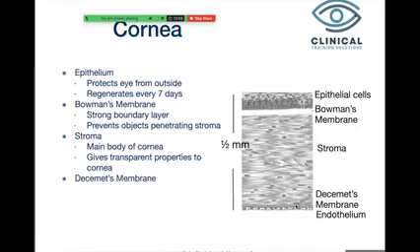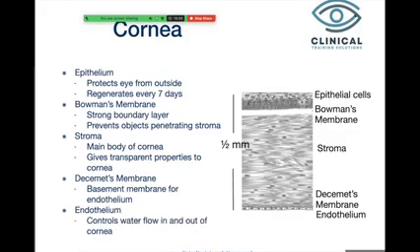Descemet's membrane, this is at the bottom of the stroma, and this really controls water flow in and out of the eye, in effect. So you have Descemet's membrane, and then just beneath it, you have the endothelium, and the endothelium is going to control the water going in and out. So it's only about, I don't know, maybe 10 microns thick. It's quite thin. And you'll notice in patients who have poor endothelium that they have water coming in and out of their eye, and they end up getting sort of white corneas and stuff like that.